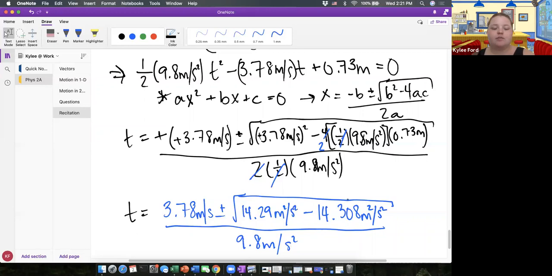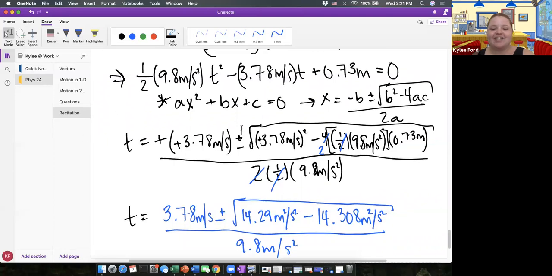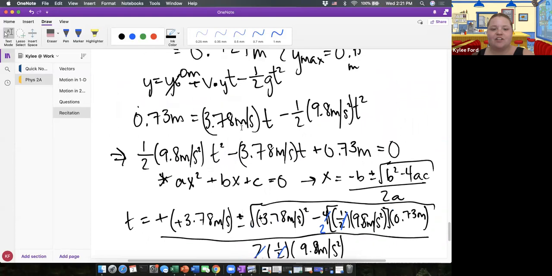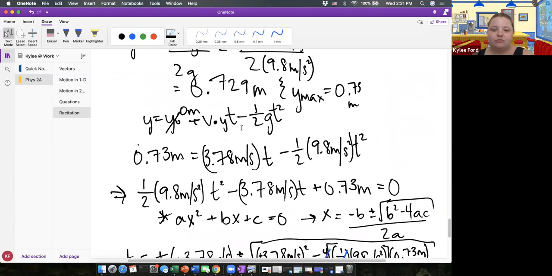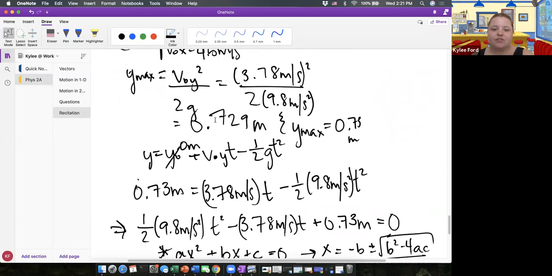Is anyone seeing a mistake? If not, that's okay. I don't know what is going on here. Maybe I should have used this 729. That is the only thing that I am seeing. That would have been different.